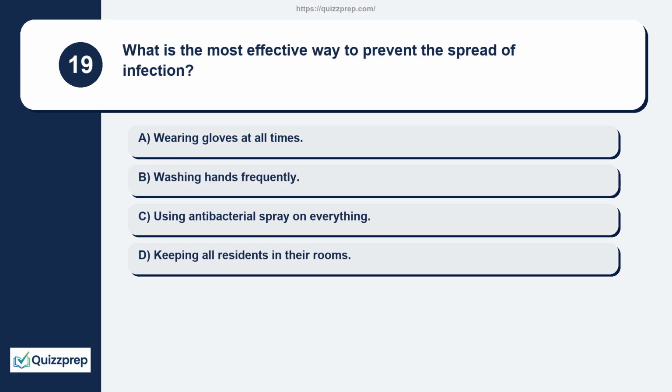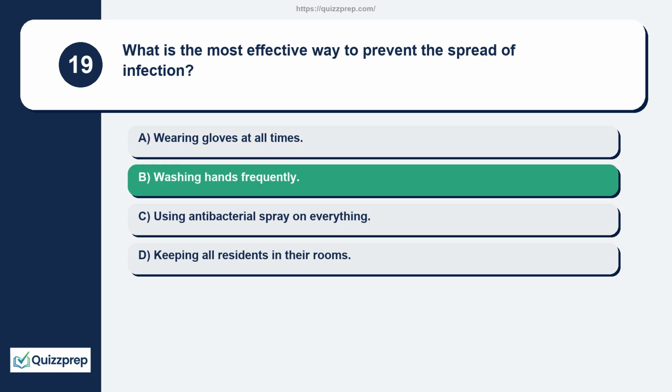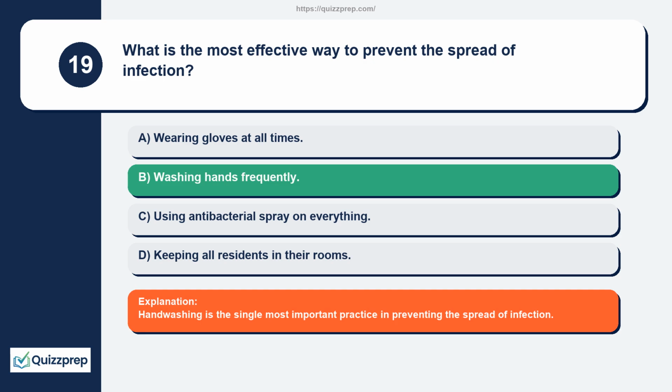Question 19. What is the most effective way to prevent the spread of infection? Wearing gloves at all times. Washing hands frequently. Using antibacterial spray on everything. Keeping all residents in their rooms. Hand washing is the single most important practice in preventing the spread of infection.